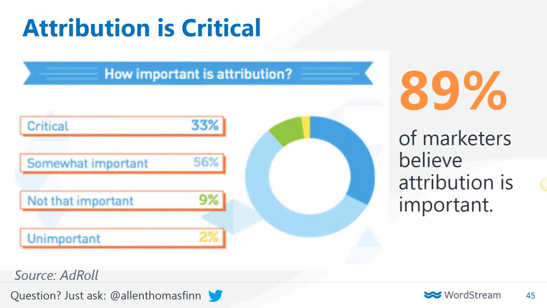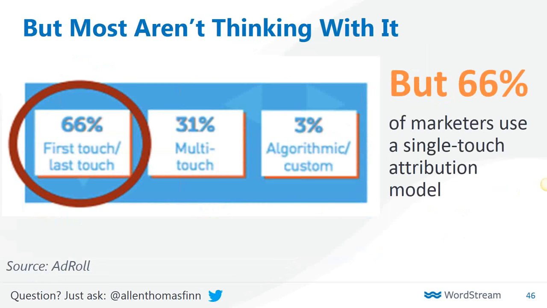Now, a lot of marketers, 89% of marketers even, understand that attribution is very important. However, 66% rely on a single touch attribution model. So that's first touch or last touch. All of the value is attributed to the very first action somebody takes, so the first Facebook ad they click, or to the shopping ad they click on right before they buy a new pair of sneakers. And everything else falls by the wayside.